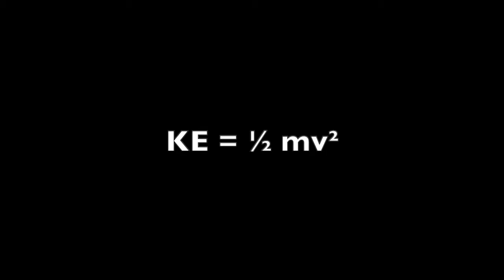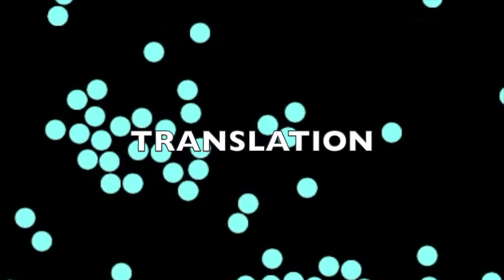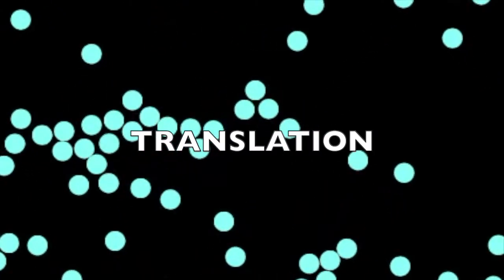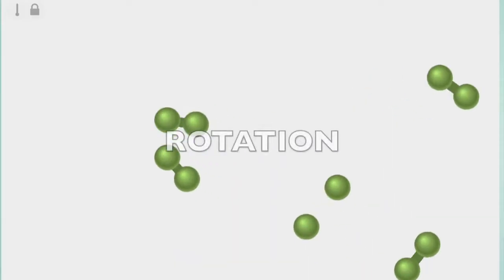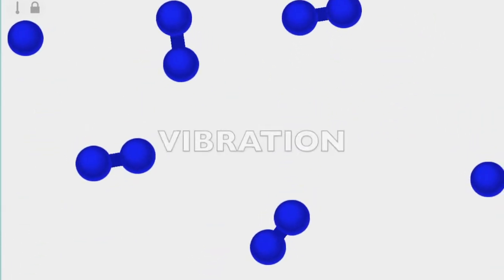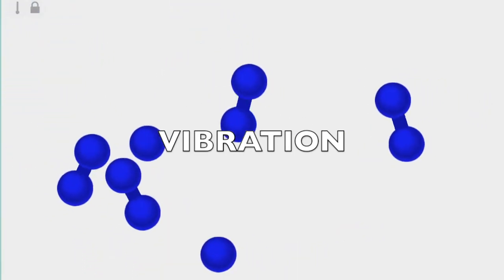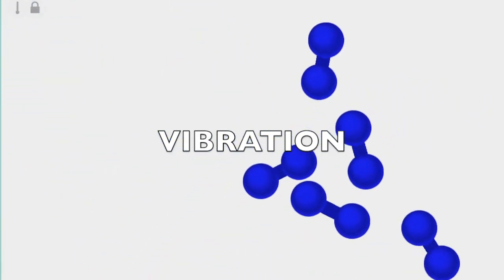When we're talking about tiny particles like molecules and atoms and ions, we typically see kinetic energy in the form of translation, which is the movement of particles from one place to another. We also see kinetic energy in the rotation of molecules, and also in the vibration of particles, like the vibrations that compress and stretch the bonds in molecules.